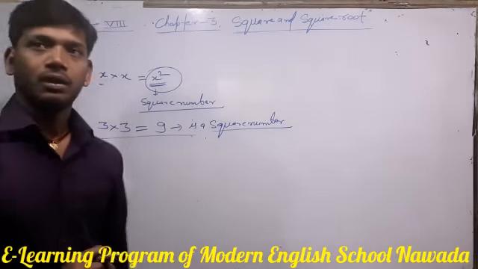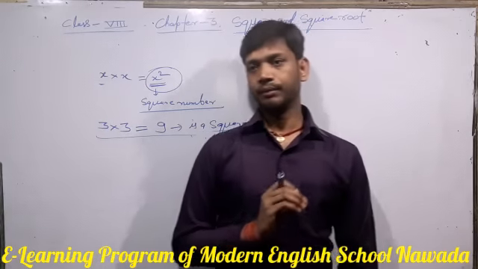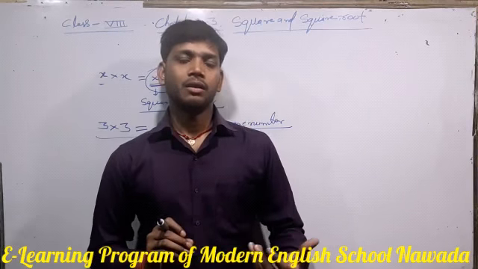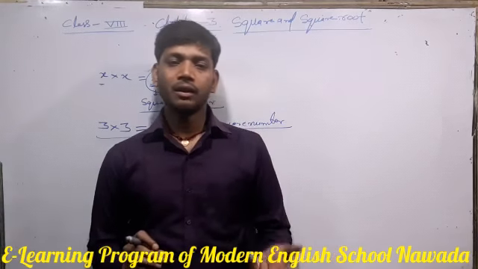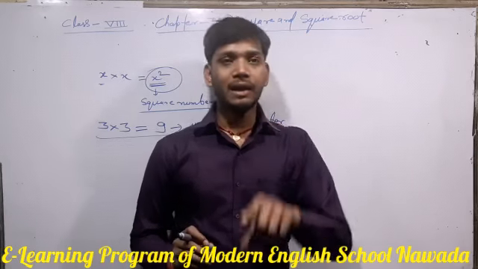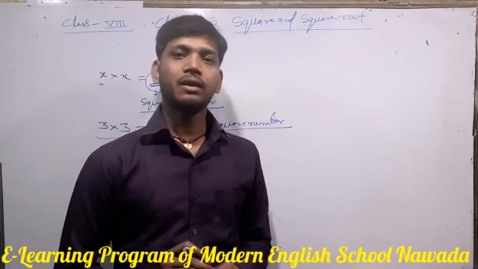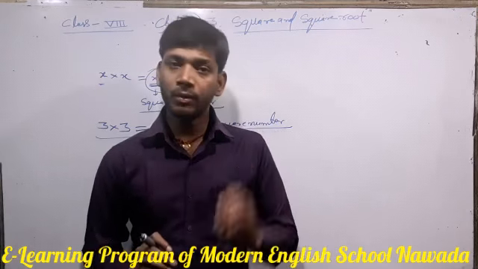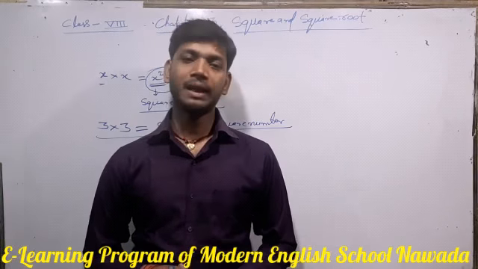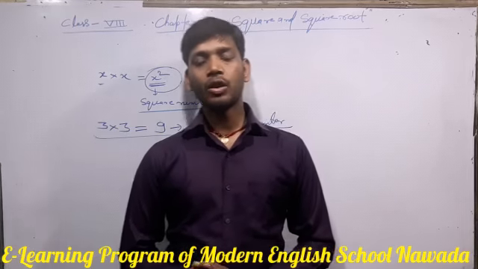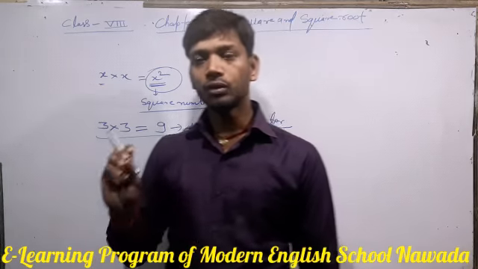Here so many questions are given in exercise 3A. You have to find a square of given number. That means you have to multiply that number by itself. Students, in this exercise, it is very important to remember the squares of 1 to 30 at least.